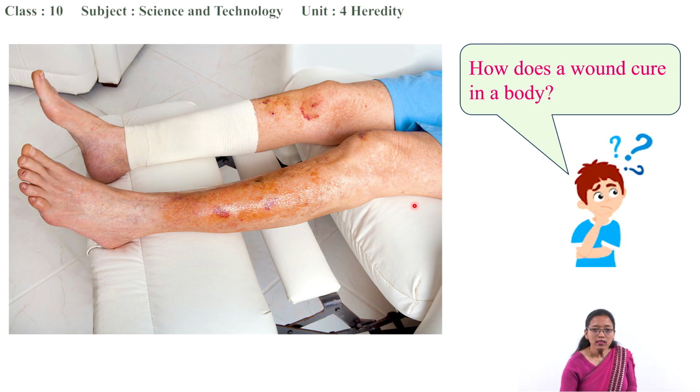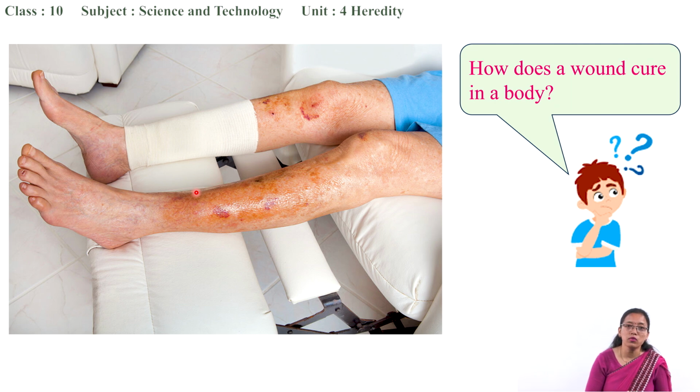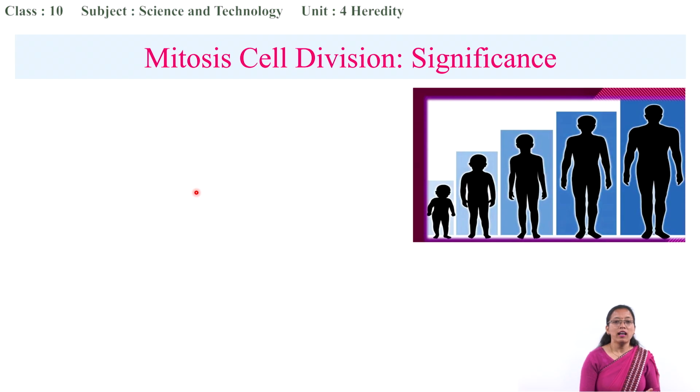Now, see here, sometimes we fall on the ground while playing. Then we get some wounds. Then how do these wounds cure in the body? Can you say? Yes, because of mitosis cell division, new cells are formed and the old and damaged cells are replaced. And due to that replacement, the wound will be cured.